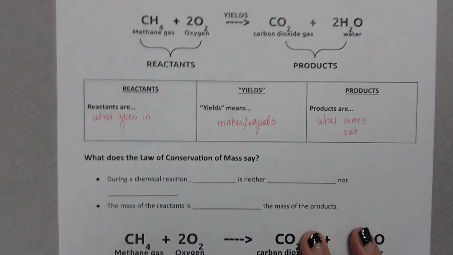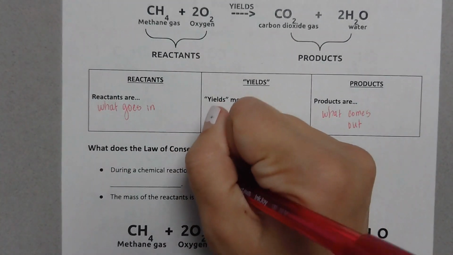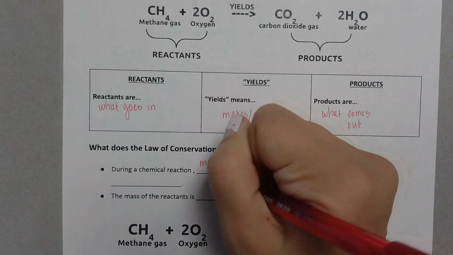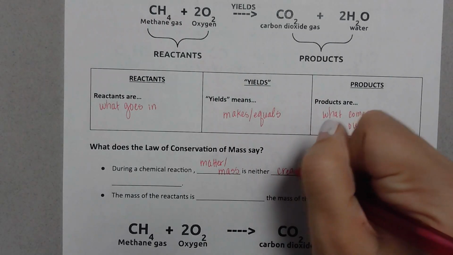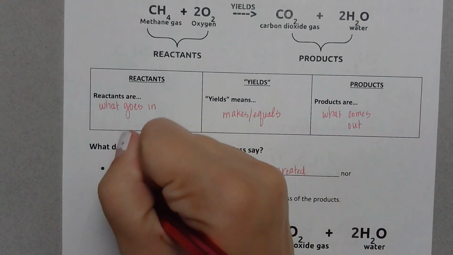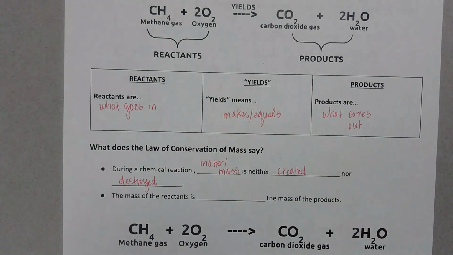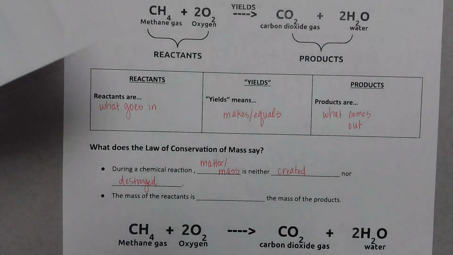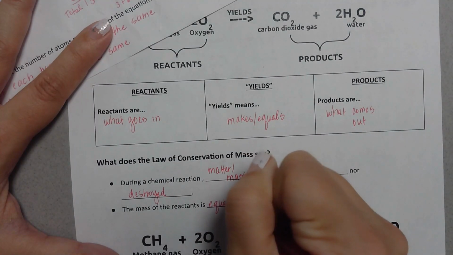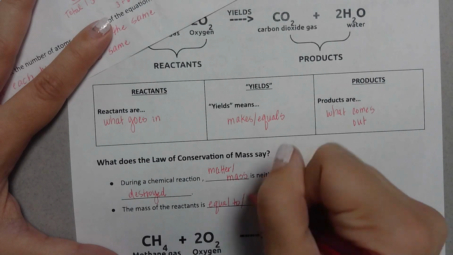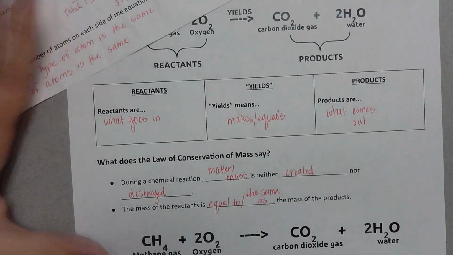The law of conservation of mass says that during a chemical reaction, matter, or you might say mass, is neither created nor destroyed in a chemical reaction. The mass of the reactants must be equal to, or the same as, the mass of the products.